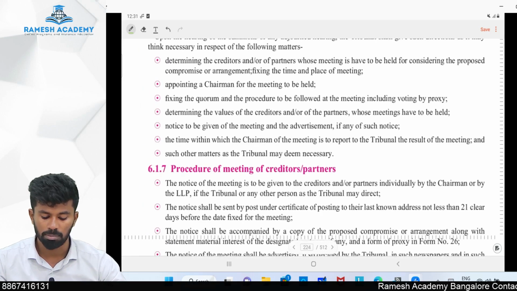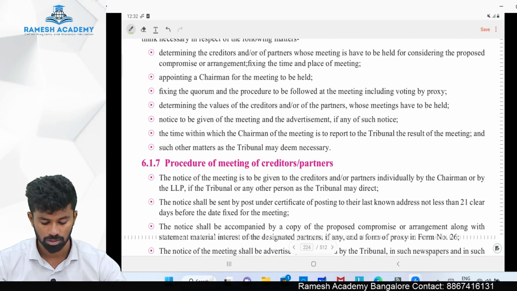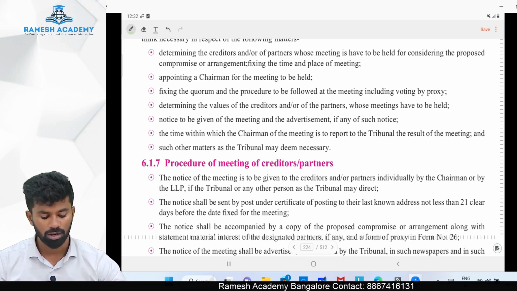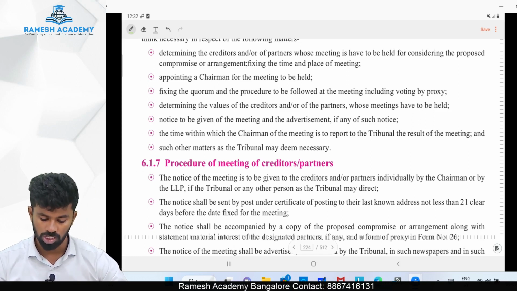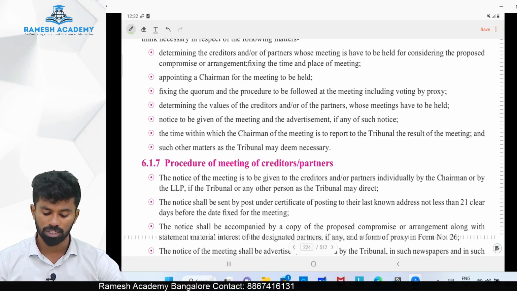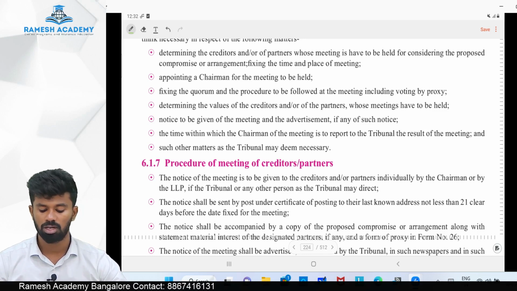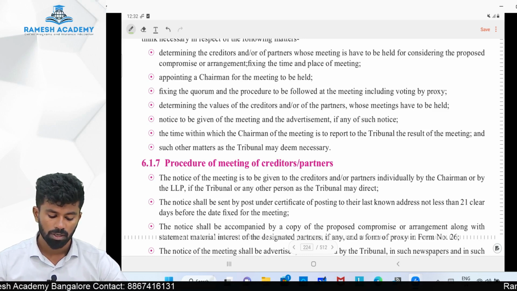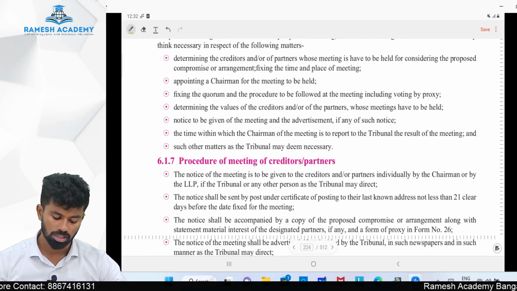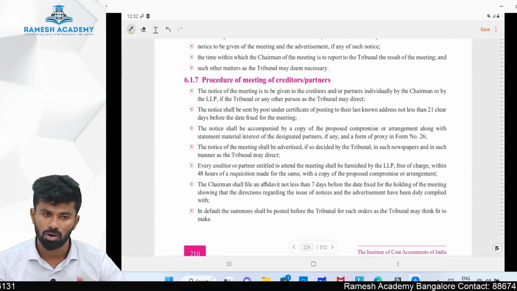Determining the creditors and partners whose meeting has to be held for considering the proposed compromise or arrangement. Fixing the time and place of the meeting, appointing a chairman for the meeting, fixing the quorum and the procedure to be followed at the meeting including voting by proxy, determining the value of creditors or partners whose meeting has to be held, notice to be given of the meeting and advertisement if any, the time within which the chairman is to report the result of the meeting to the tribunal, and such other matters as the tribunal may deem necessary. The tribunal makes an order for all these matters.